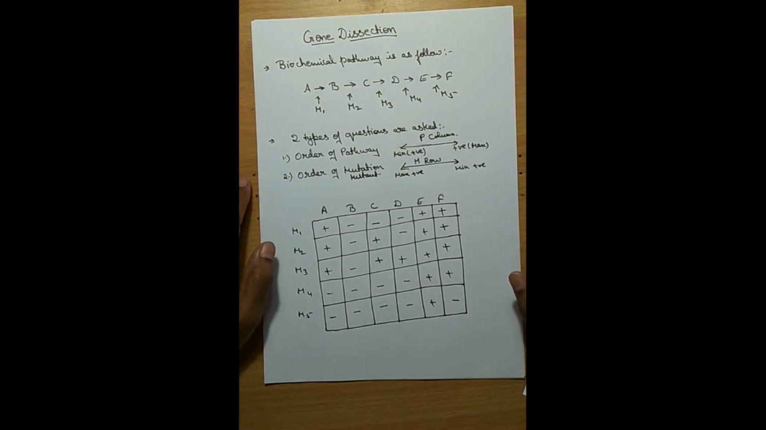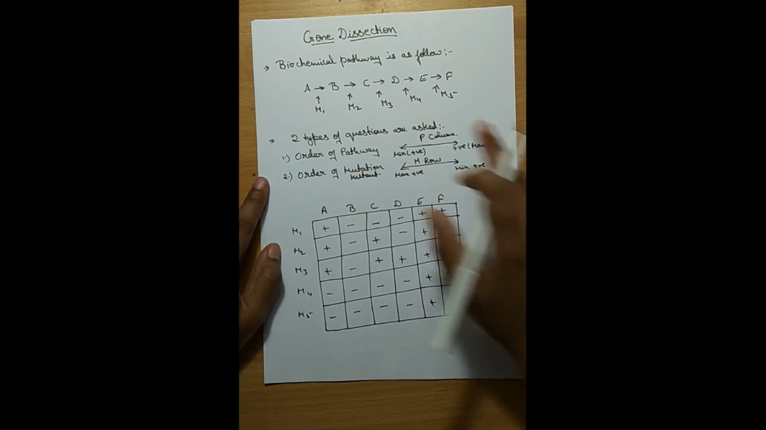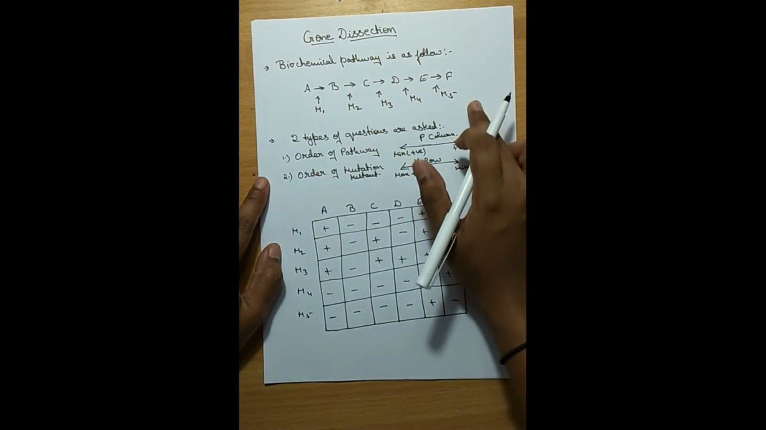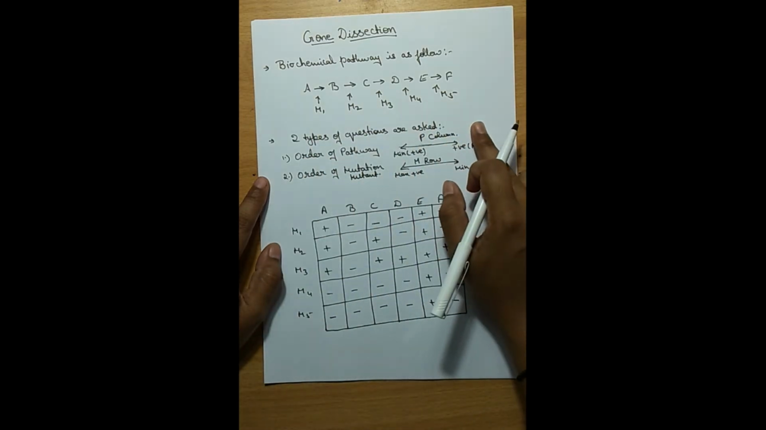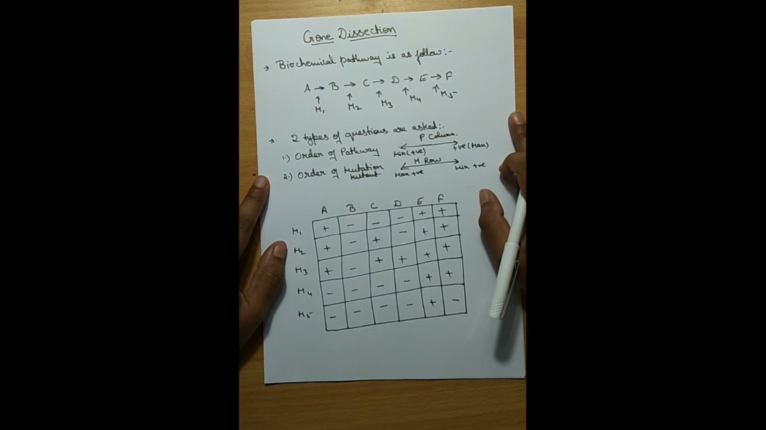Hi guys, today's topic is gene dissection. So, considering a biochemical pathway A to F, compounds A to F appear to be the members of an enzyme pathway and strains 1 to 5 contain a single mutation. In these types of questions, mainly two things are asked. First is the order of the pathway and second is the order of the mutation.